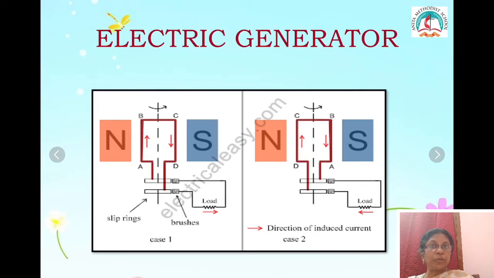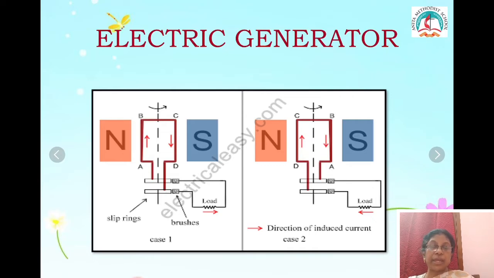In an electric motor, electric energy is converted into mechanical energy. We do work using an electric motor. But in an electric generator, mechanical energy is converted into electrical energy. We produce energy in generators.